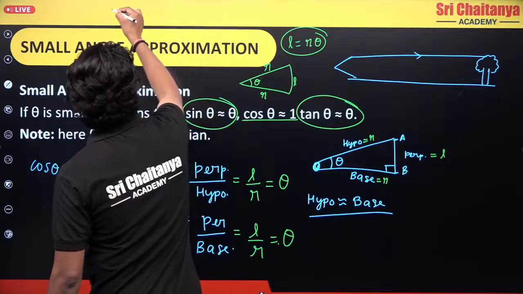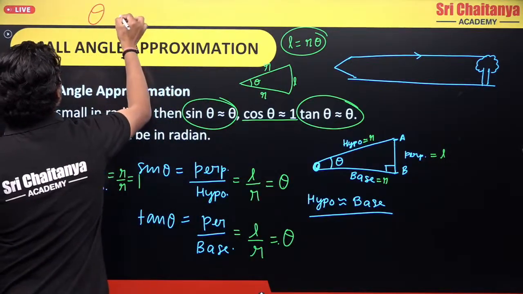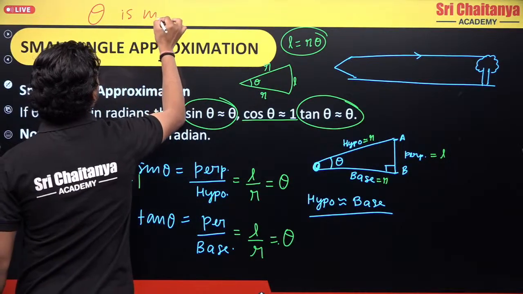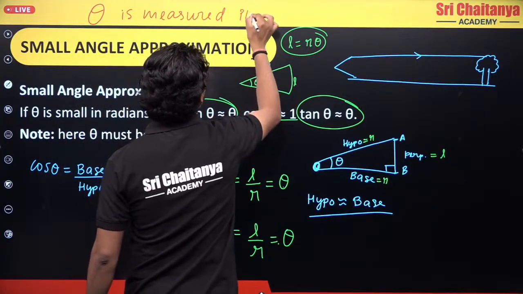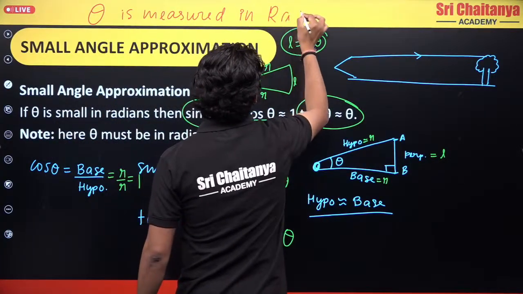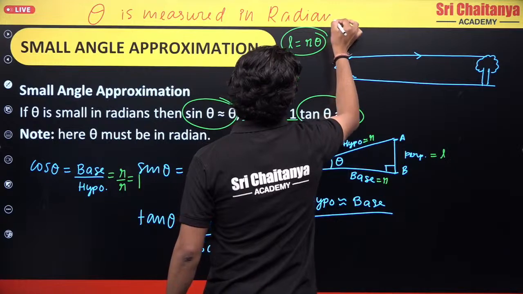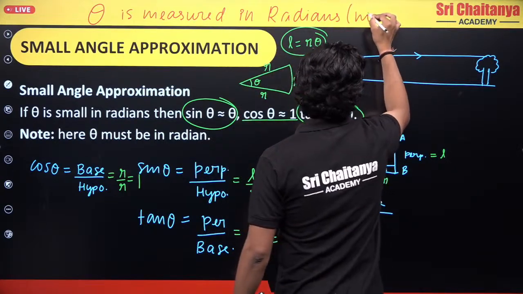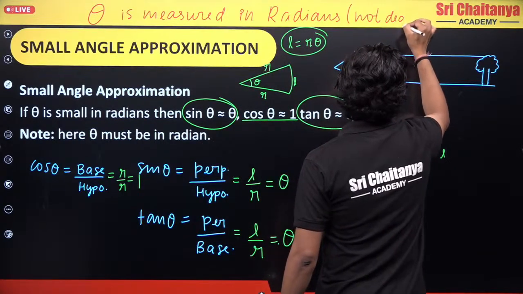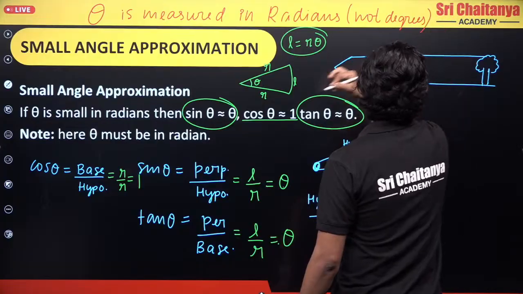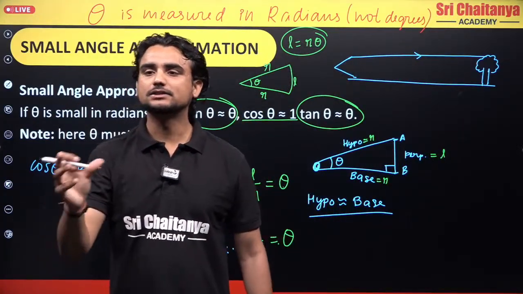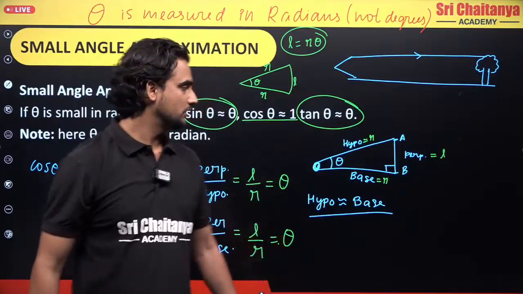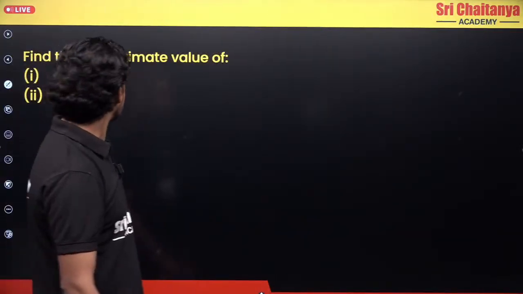So I will write it here that theta is measured in radians, not degrees. Very important that you should measure theta in radians, not in degrees. Clear? So let's move forward now.